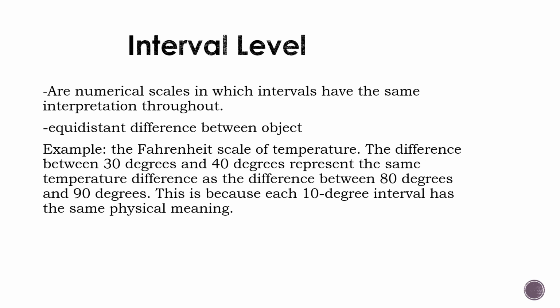Interval level. It is used in a quantitative study. These are numerical scales in which intervals have the same interpretation throughout. Equidistant difference between objects. Example, the Fahrenheit scale of temperature. The temperature difference between 30 degrees and 40 degrees represents the same temperature difference between 80 degrees and 90 degrees. This is because each 10-degree interval has the same physical meaning.